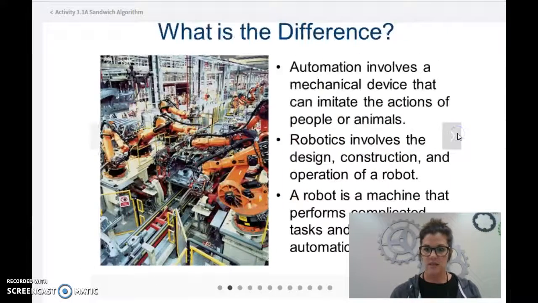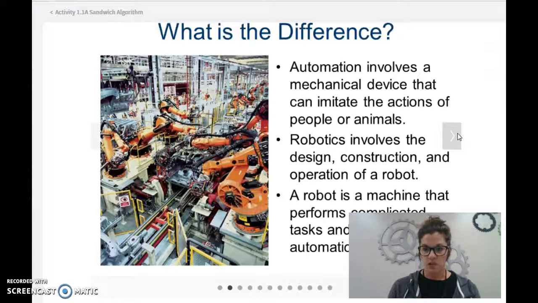So let's discuss the differences. What is automation exactly? Automation involves a mechanical device, obviously, and it's going to imitate the actions of humans or animals. Another way to say this is automation is when you program a machine to put it to work, okay?